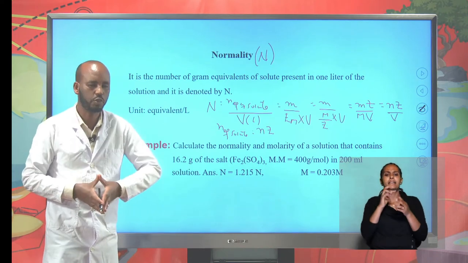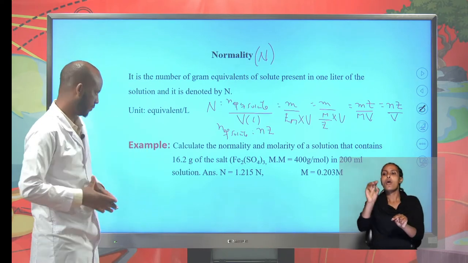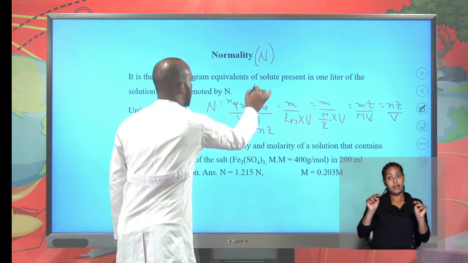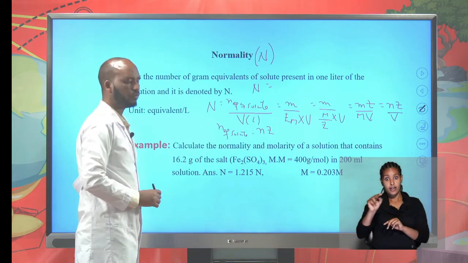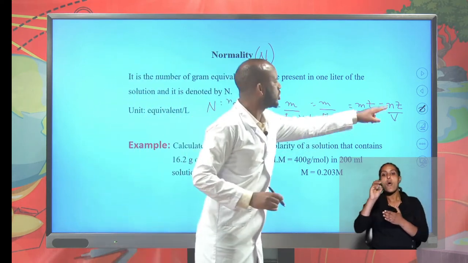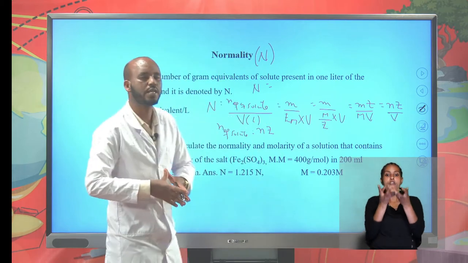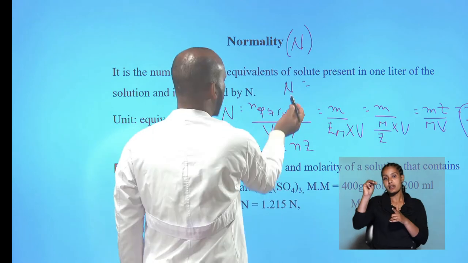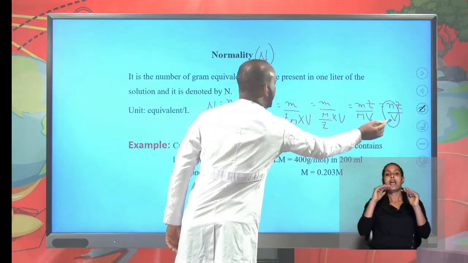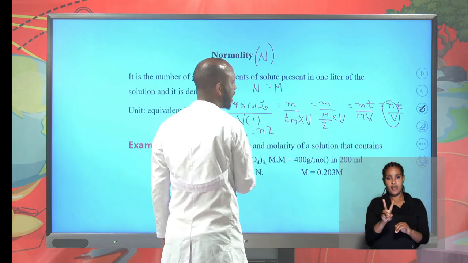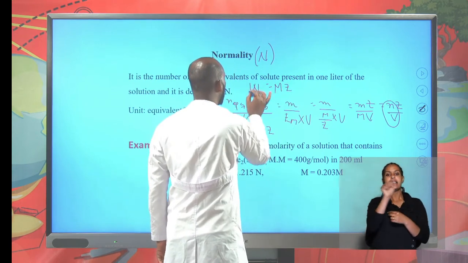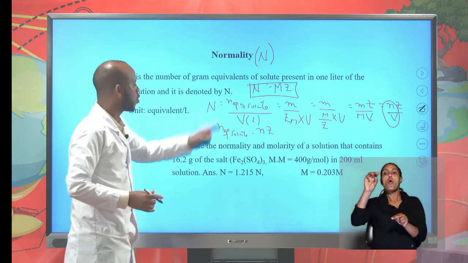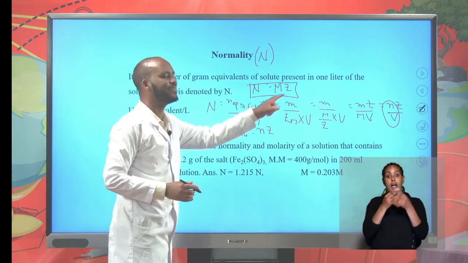What is the relation between normality and molarity? Normality equals number of moles of solute divided by volume, which is molarity of the solution. Therefore, normality equals n divided by V, which is molarity, capital M, times Z of the solution. This is the relation between normality and molarity. Normality equals molarity times Z.